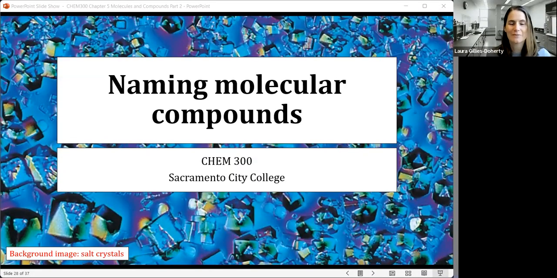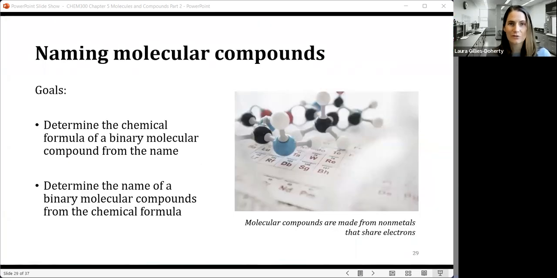Hey everybody, welcome back. This is Chem 300 and we're continuing chapter 5, this time talking about how to name molecular compounds. So our goals in this section are to determine the chemical formula of a binary molecular compound from the name, and then to work that backwards and determine the name from the formula of a binary molecular compound.